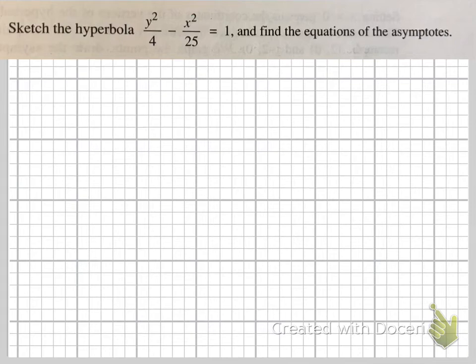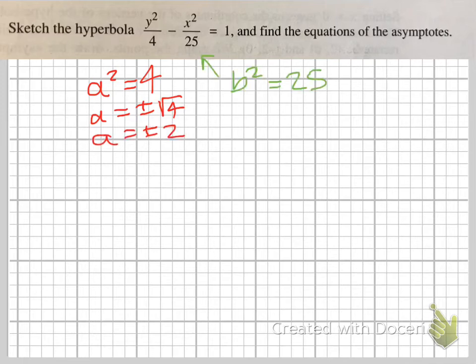Sketch the hyperbola y squared over 4 minus x squared over 25 equals 1, and find the equations of the asymptotes. So I know a squared always comes first. a squared equals 4, a equals plus or minus the square root of 4, so a equals plus or minus 2. b squared equals 25, so b is plus or minus the square root of 25. So b is plus or minus 5.